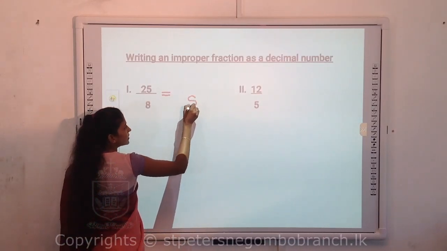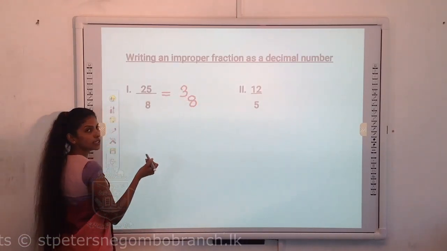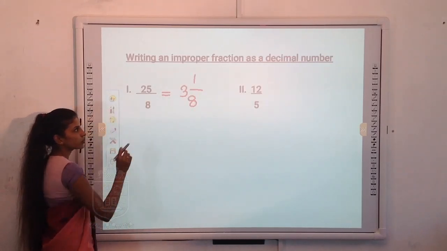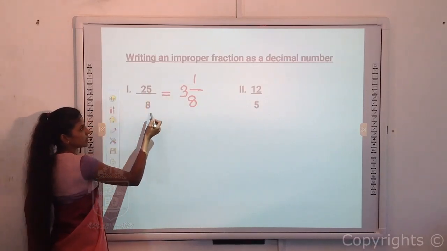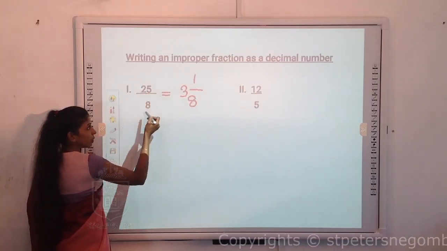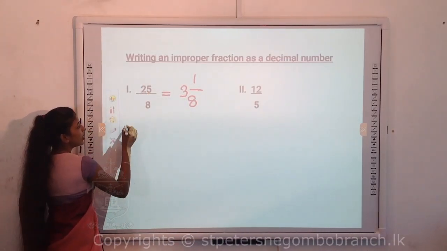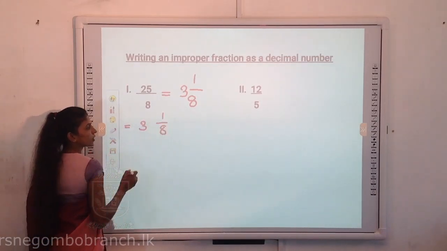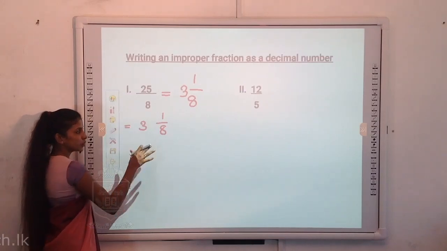So 8 times 3 is 24. 24 plus 1 is 25. So this is the improper fraction form of this mixed number. And let's see the next step. 3 1 over 8. So how to convert this into a decimal now?